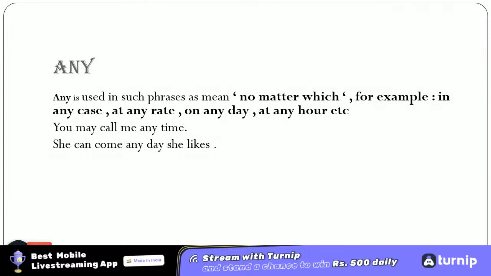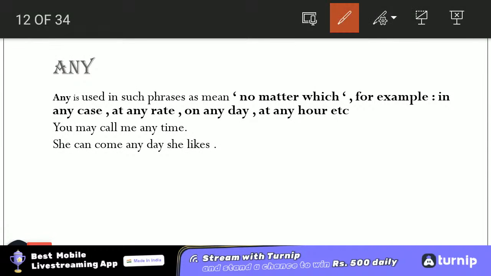Now, any is also used in the phrase as means no matter which. For example, in any cost, at any rate, on any day, at any hour. So किसी भी केस में जब ये सिचुएशन आपको नोटिफाई हो, किसी भी केस में, किसी भी रेट पर, किसी भी दिन, किसी भी घंटे, किसी भी आवर में, तब भी आप क्या यूज करेंगे?